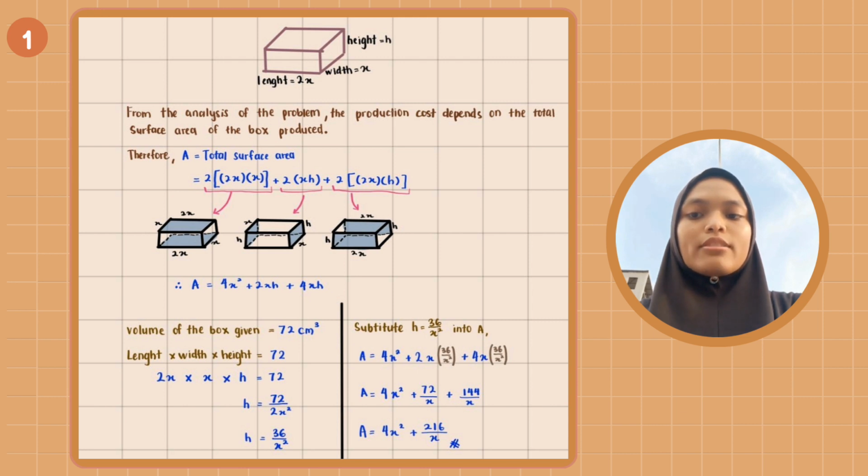After that, we have to substitute the value of height, which is 36 over x², into A. Then the equation will be A equal to 4x² + 2x times 36/x² + 4x times 36/x². It will be A equal to 4x² + 72/x + 144/x. The final answer will be A equal to 4x² + 216/x.